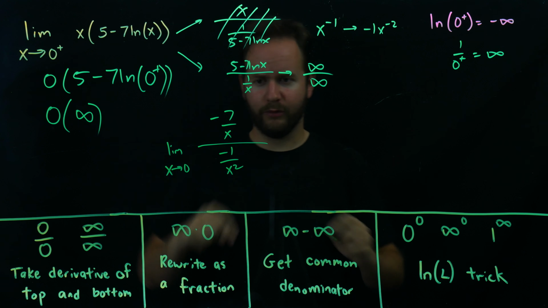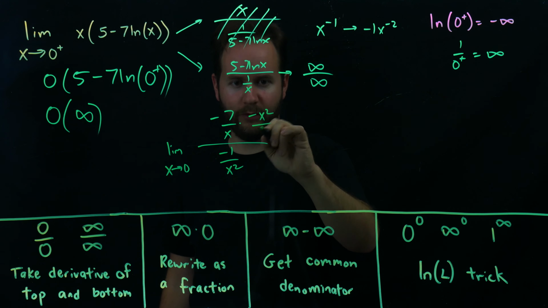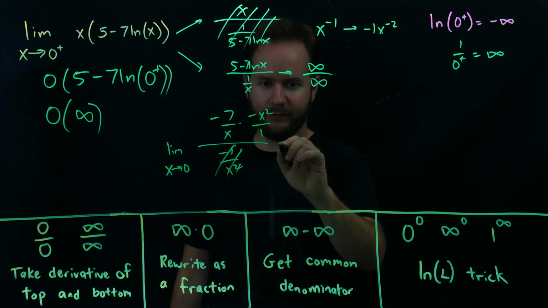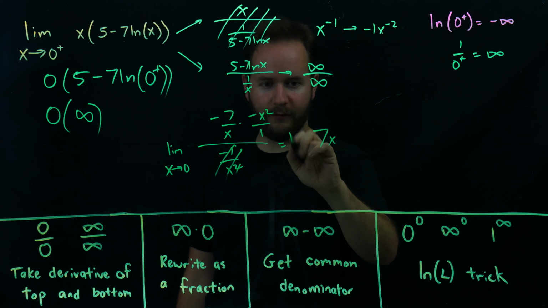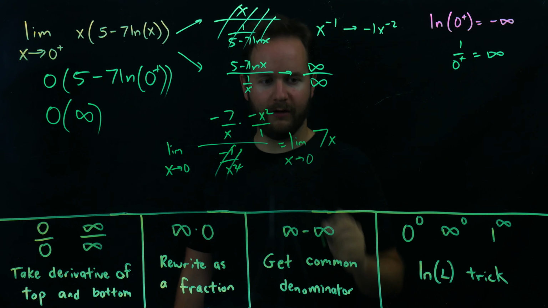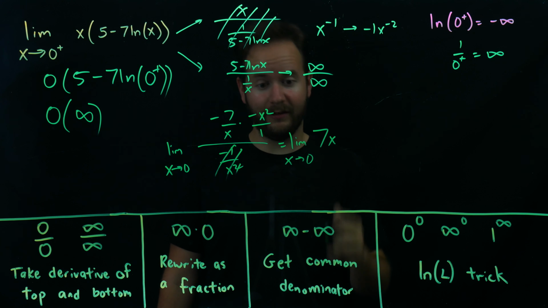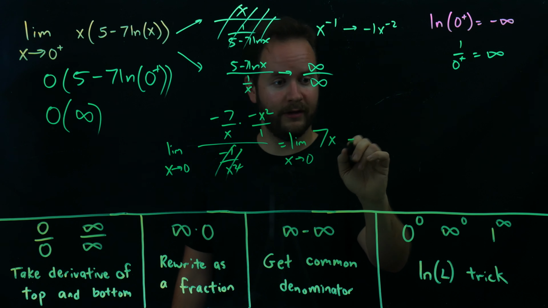This negative 1 over x squared can flip to the top to become negative x squared over 1. And then a bunch of stuff cancels, leaving me with just 7x. And don't forget the limit as x approaches 0 carries through. So I just have simply 7x. And when I take the limit as x approaches 0 of 7x, I get 0.